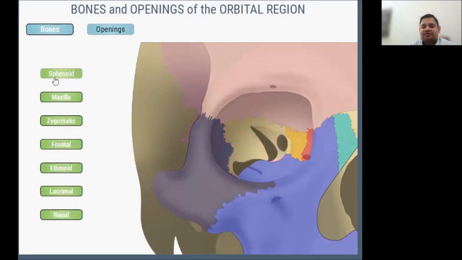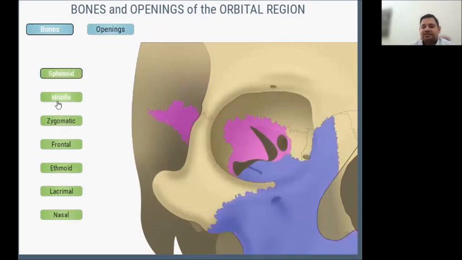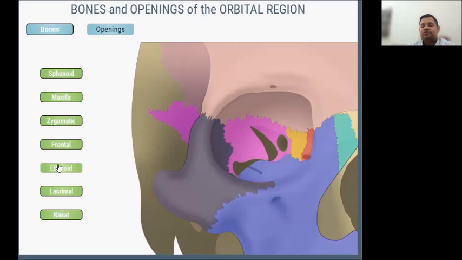Again, I will repeat one by one so that it will be easy for you to remember. First of all, the deepest one you can say is the sphenoid bone, then maxilla, which is towards the nasal side and lower boundary, lateral boundary zygomatic, upper boundary or part formed by the frontal bone, medial formed by the ethmoid, more medial towards the lacrimal bone, and the most medial will be the nasal part. So these are the different bones. You can count 1, 2, 3, 4, 5, 6, and 7 bones take part to form your orbit. Then we can see different types of openings are also present there.